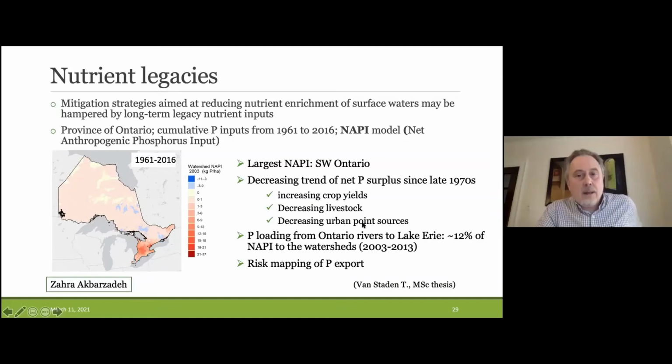But if we look now at the phosphorus loading from Ontario rivers to Lake Erie, what is carried by the rivers to the lake, it only represents about 12% of the inputs to the watersheds. So it means that close to 90% of the phosphorus that is brought into the watersheds and applied as fertilizers, as sewage, etc., actually is still staying in the watershed. So we're still building up the legacies. And now we're coupling these spatial distributions of phosphorus inputs also to risk mapping of phosphorus export, which of course also depends on the export pathways.